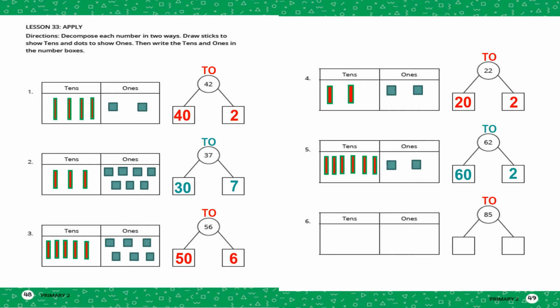Number 6, 85. Let's draw 8 sticks in 10's box, 5 small squares in 1's box. Let's decompose 85. 8 in 10's, it will be 80. 5 in 1's, it will be 5 as it is.